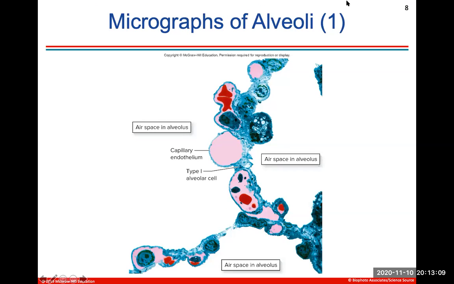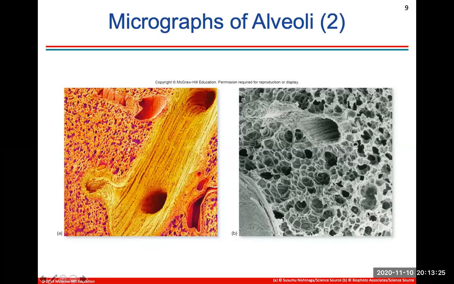Here's a micrograph look at the airspace within the alveolus, the different types of cells, and then another alveolus around it. And you can see here how the capillaries and then the type 1 and type 2 alveolar cells will surround them. Here's another micrograph of alveoli. It's just fun to see real microscopic looks at alveoli. You can see all the tiny little spaces here are all of the alveoli, the air-filled sacs of the lungs.